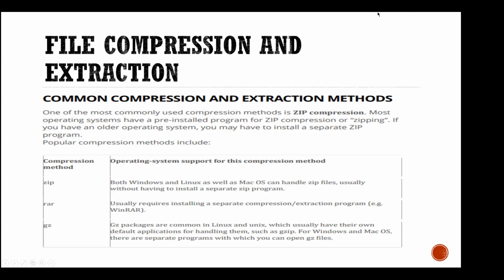RAR extraction usually requires installing a separate compression and extraction program, a different application. GZ packages are common in Linux and Unix, which usually have their own default application for handling them, such as gzip. For Windows and Mac OS, there are separate programs with which you can open GZ files.